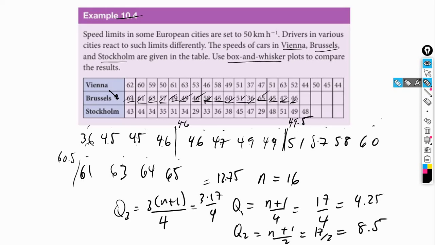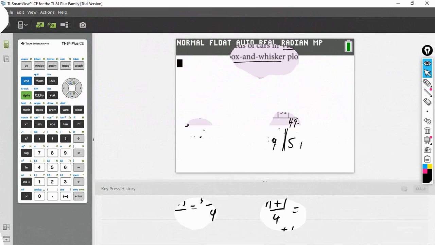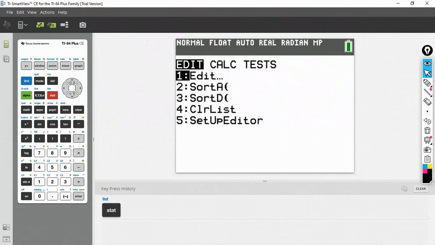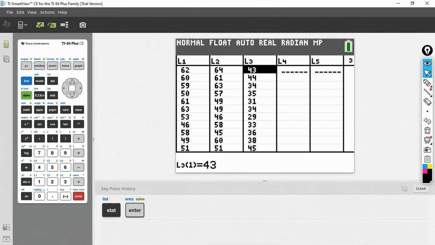But I'm going to use the calculator. First, we go to Stats again, and then Edit. And notice that in list 1, I already have all the data for the city of Vienna. In list 2, I have the data for the city of Brussels. And in list 3, I have the data for the city of Stockholm. Now, I have not worried about frequencies. I've just typed in the raw data. The calculator will do all the calculations with the frequency and all that, so that's wonderful.